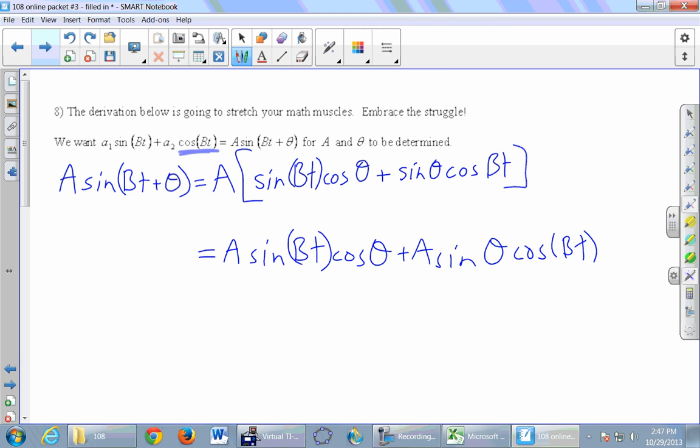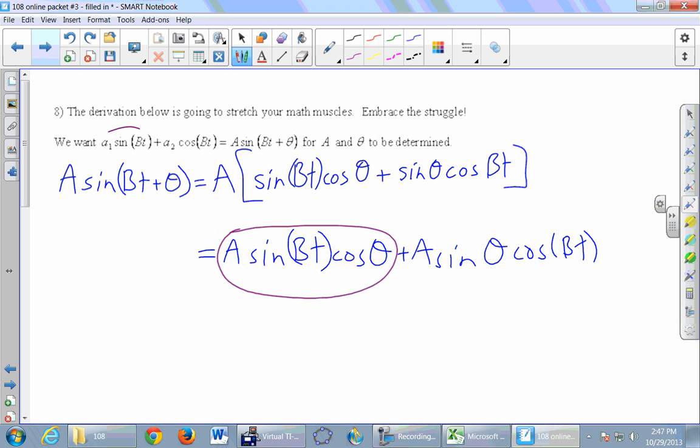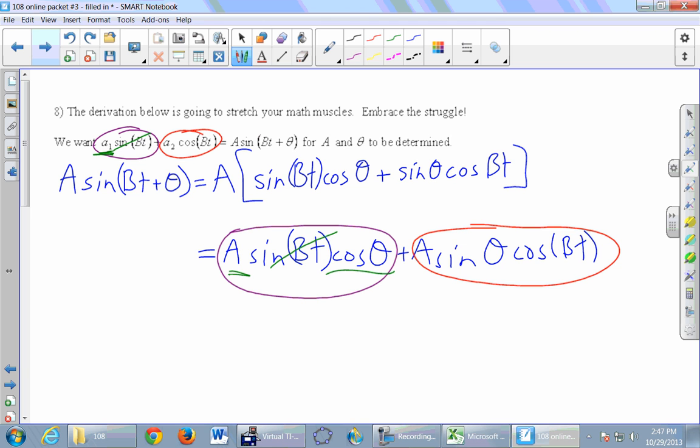So it seems like if we're going to make these things equal, then probably we want this thing to match up with this thing, because they both have a sine of bt in them. And then the whole other thing to match up with the rest of this. In our heads, we're going to equate the two purple things and then separately equate the two red things. If I equate the two purple things, then the sine of bt is the same in both, right? I can kind of ignore this part and just say, oh, the a1 had better equal a cosine of theta. So let's write that. a1 is going to equal a cosine of theta.